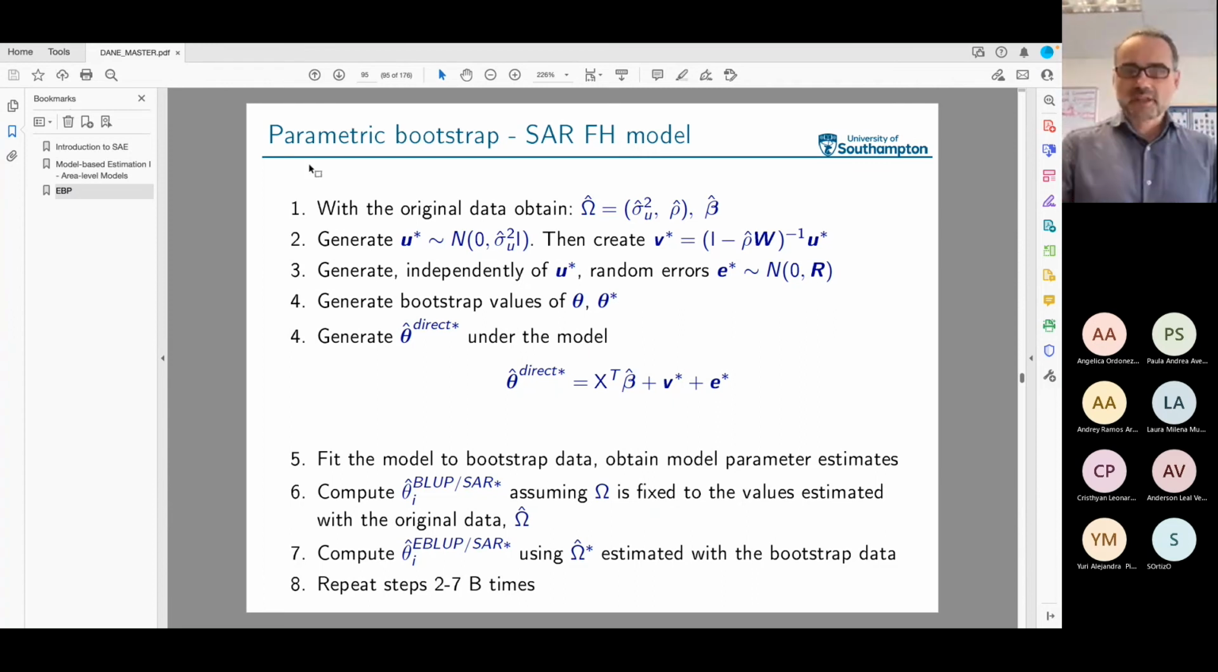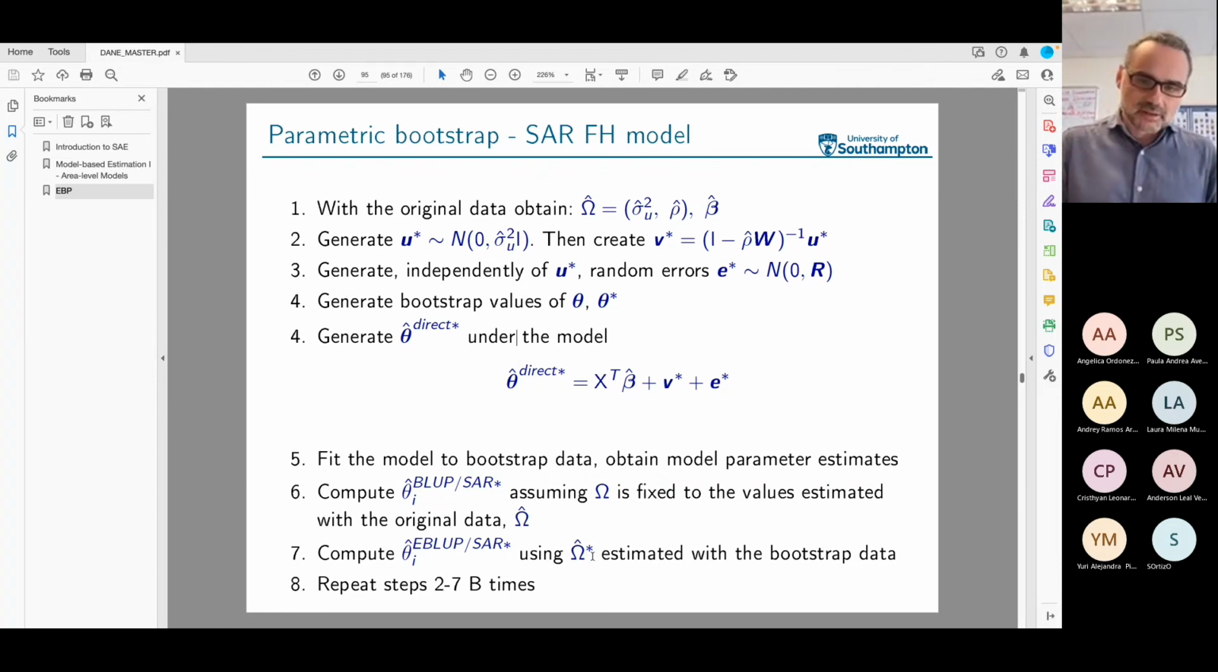assumes that the sigma squared u and rho are equal to the values that have been estimated using the original data. And then we get an estimate of the E blob, where the sigma squared u and rho, this set of parameters denoted by omega hat, is obtained using the data that has been generated as part of the bootstrap. So that's the difference between omega and omega hat star.